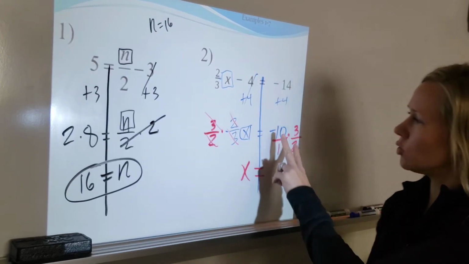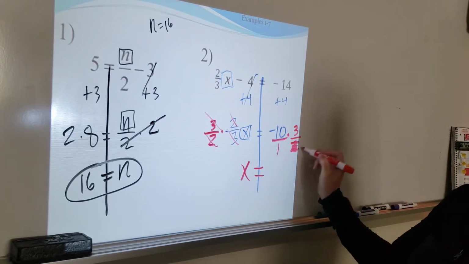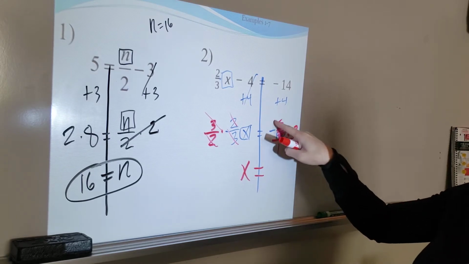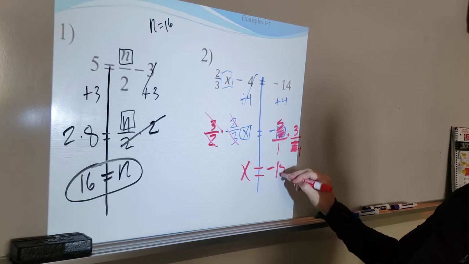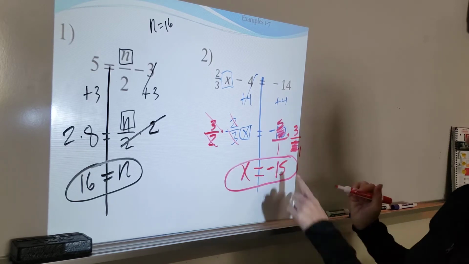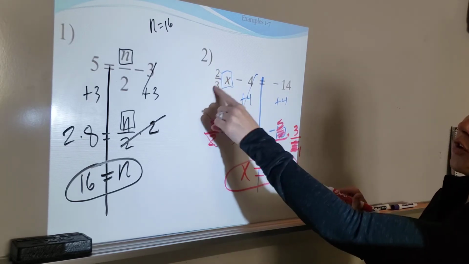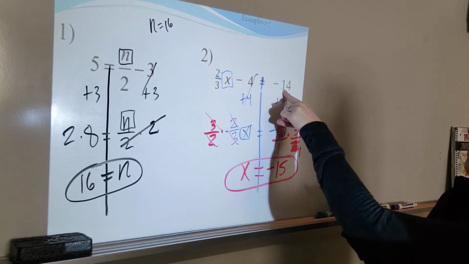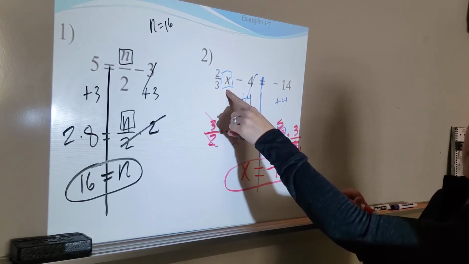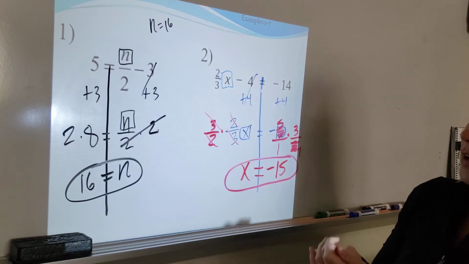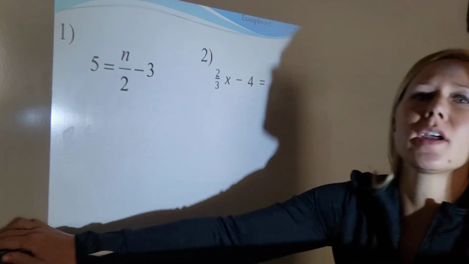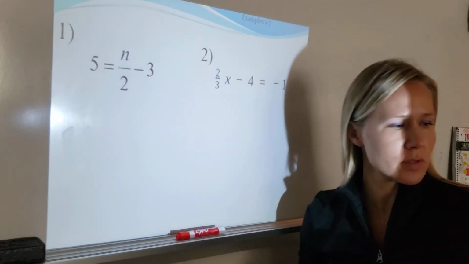Do you see the 10 and 2? Both divisible by 2. Divide by 2, I get 1. Divide this by 2, I get 5. Don't forget that's negative 5 times 3, negative 15. So there we have it. If I put that back up here, 2/3 of negative 15 minus 4 equals negative 10. And 2/3 of negative 15 would be negative 10. That would work out. So I want to be sure that I can see your steps in your work. Two-step equations, going to have about 2 steps.